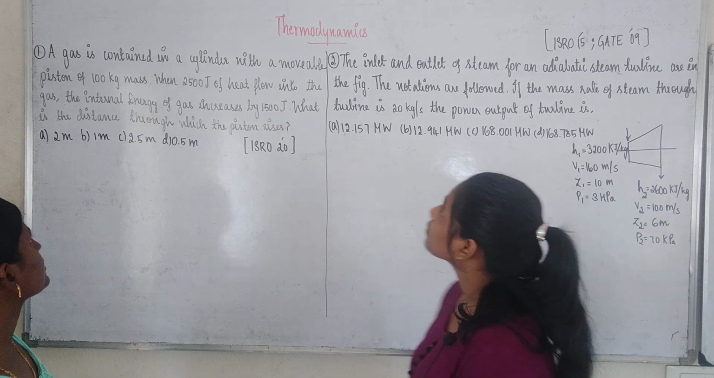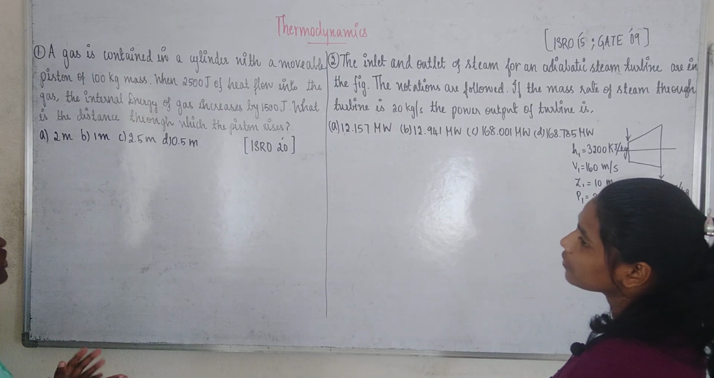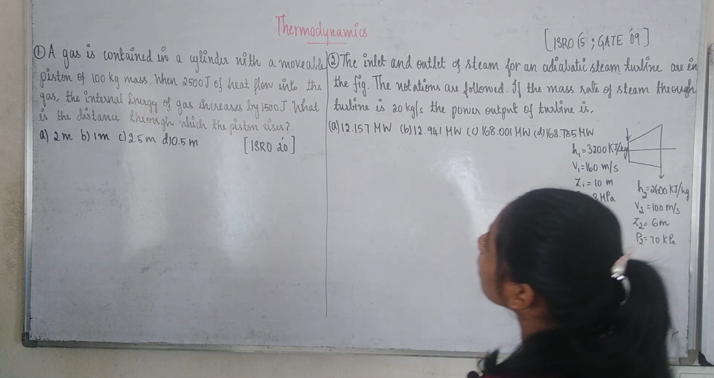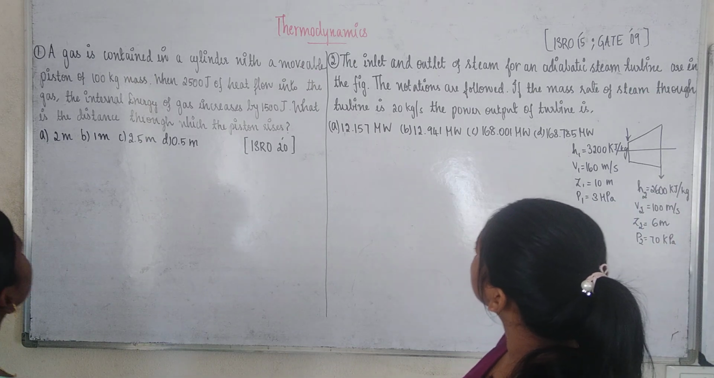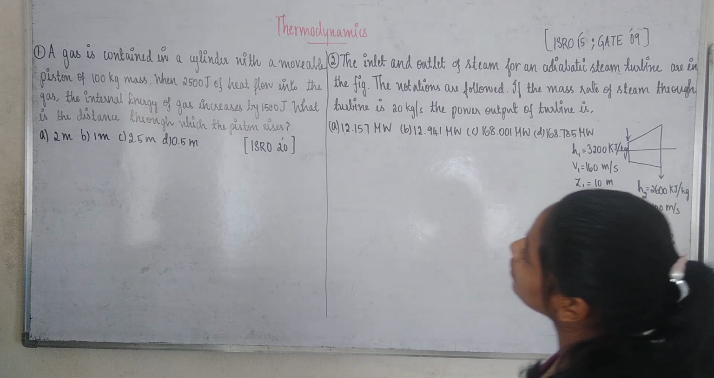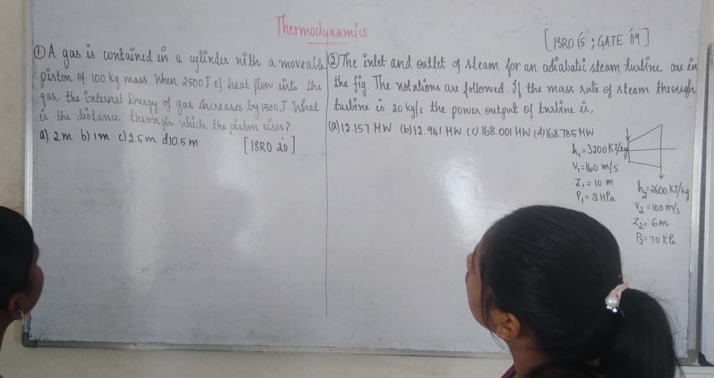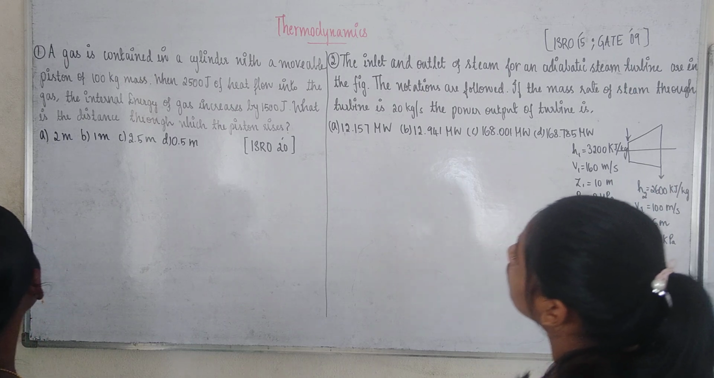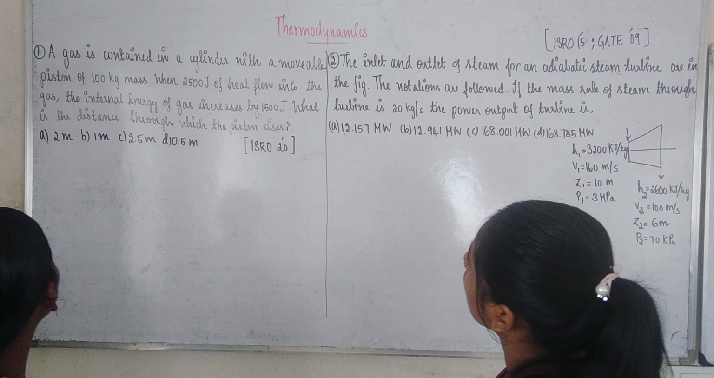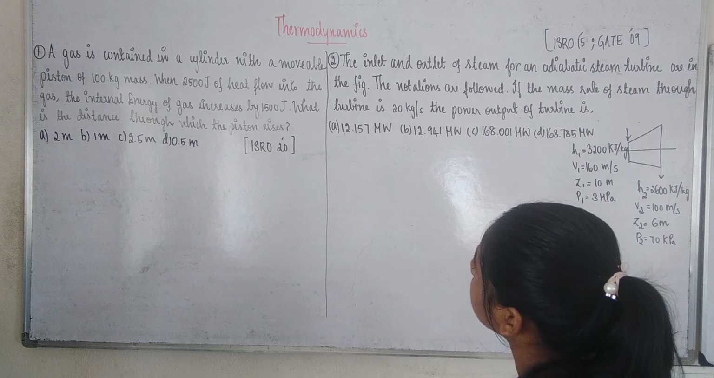Today thermodynamics two problems பார்க்க போறோம் which are all asked in ISRO and GATE exams. First question பார்க்கலாம். A gas is contained in a cylinder with a movable piston of 100 kilogram mass. When 2500 joule of heat flows into the gas, the internal energy of the gas increases by 1500 joule. What is the distance through which the piston rises?